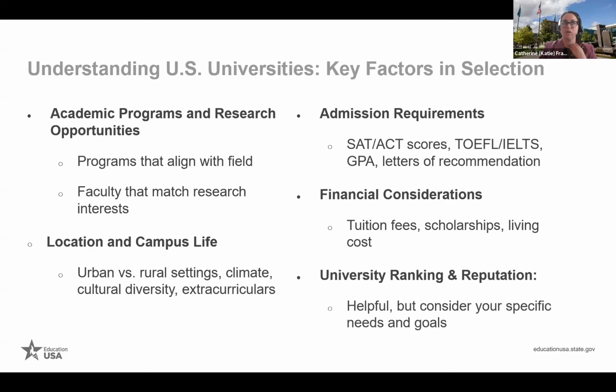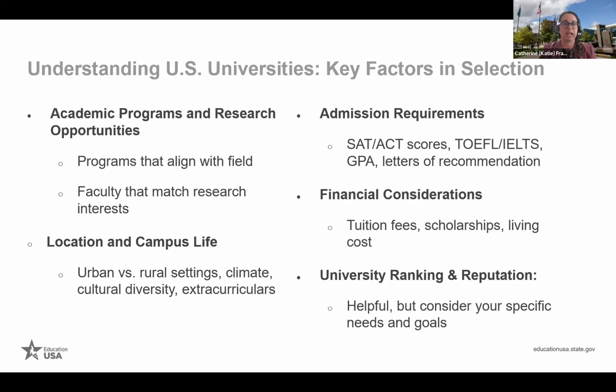And as far as your selection, in the beginning, you're thinking of what are my factors in selecting? These are kind of the main factors to think about when you're looking at universities that you're interested in. The first would be looking at academic programs and research opportunities. So any programs that will align with your field. Also, there could be a faculty member that you found that matches your research interests. So you're looking at first the academic portion. That's probably the most important, especially for graduate students.